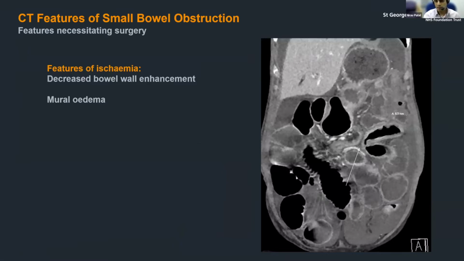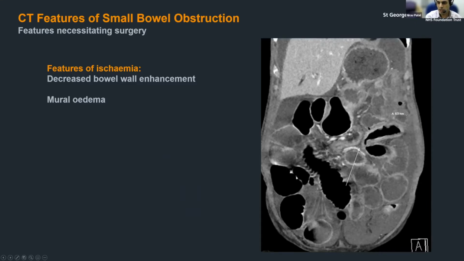I guess one of the key features as surgeons you'll want to know about is when do I need to operate? And there are features that we can look at on CT which help predict those patients that need surgery. And one of the things that I'm looking for is features of ischemia. Now, some of the features we may get are decreased bowel wall enhancement and mural edema.